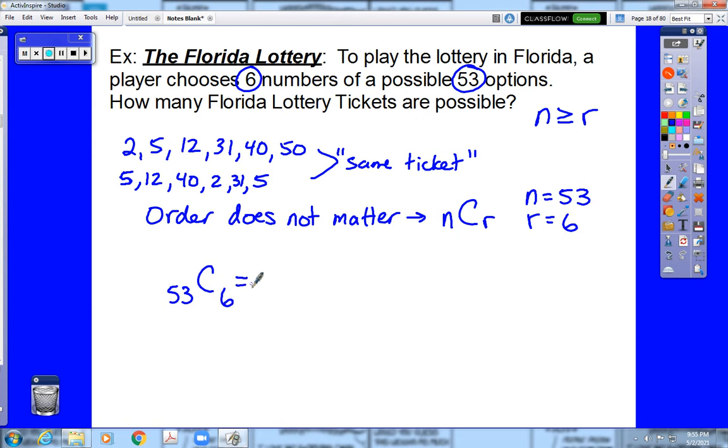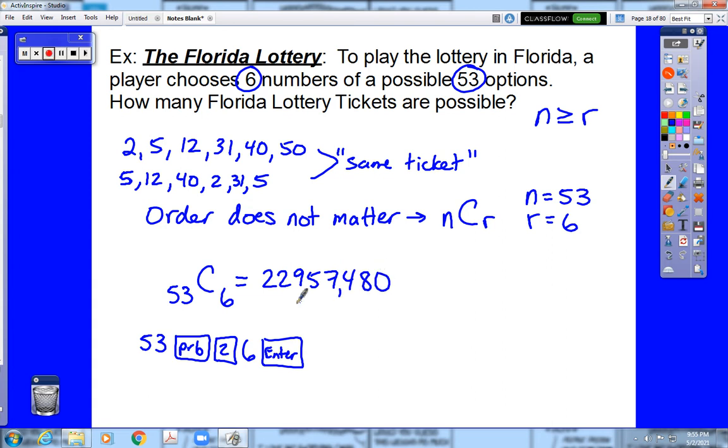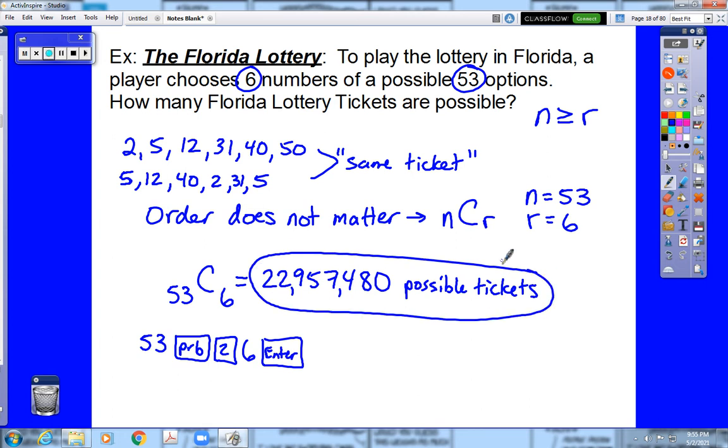Now this is the lottery, so we should expect to get a rather large number here. Again, keystrokes: 53, choose 6. We would hit 53, then hit our PRB button, choose nCr from the list, and then 6, and hit enter. That number is 22,957,480 possible tickets, which means you'd have a 1 in 22,957,480 chance of winning the jackpot.